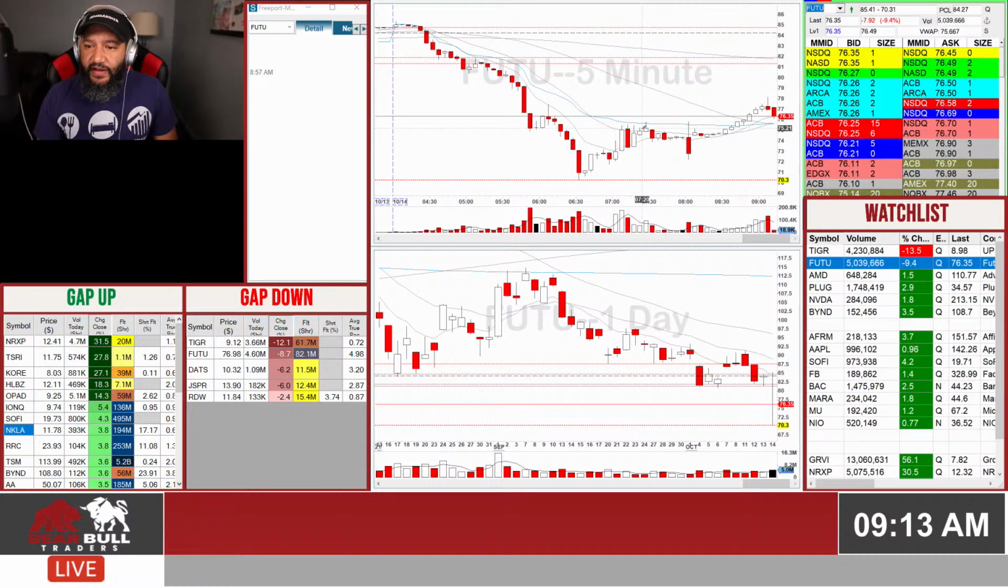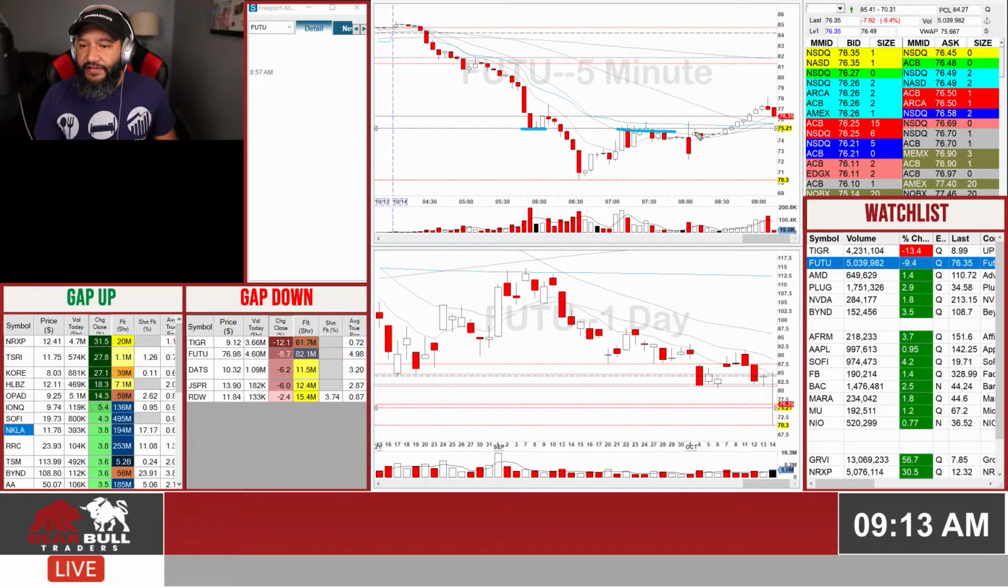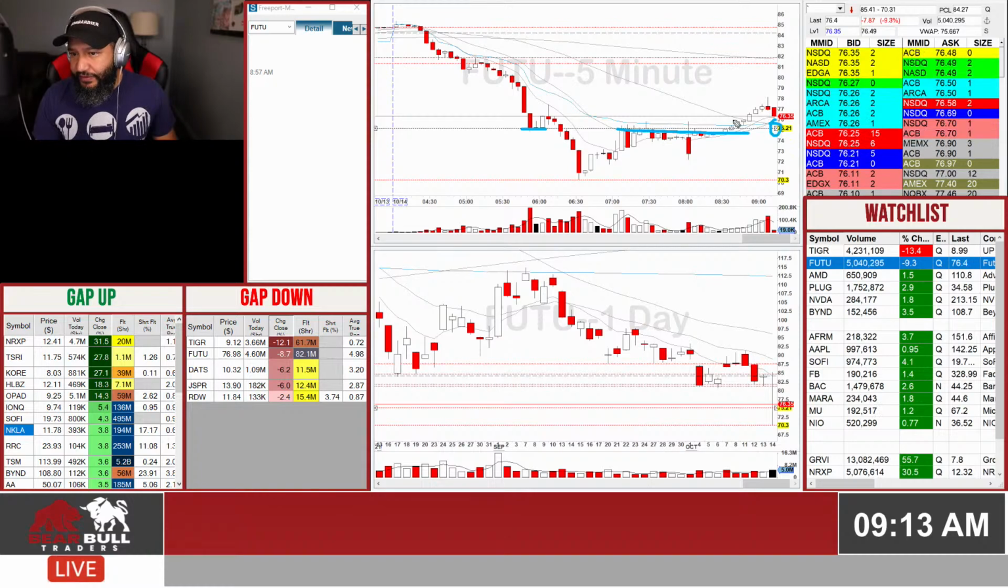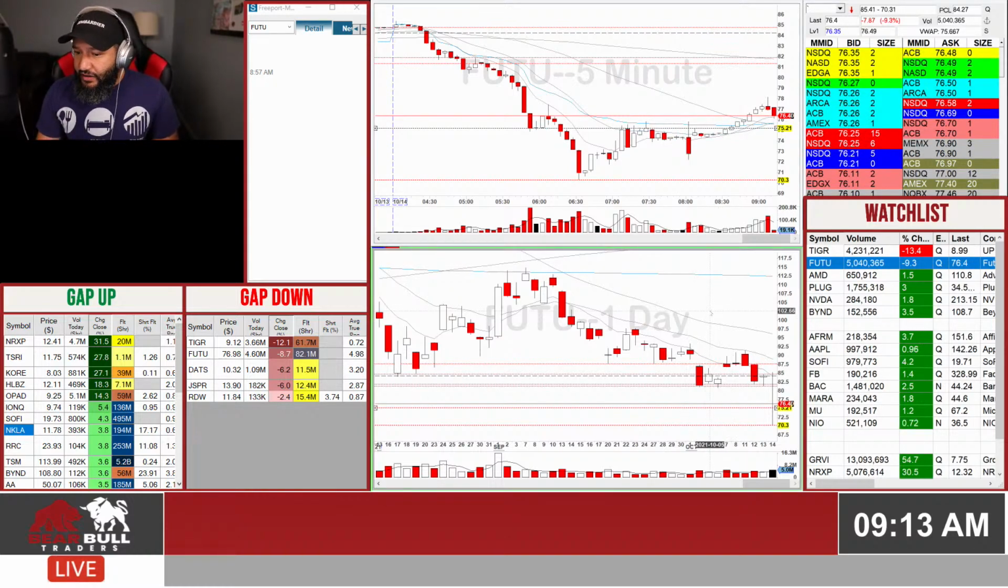Looking at Futu, looking at this 5 minutes, there's definitely a level here, 75.21. You want to throw that on there, guys. Area support, great resistance in the pre-market at the moment. Price action coming right back down to that. You got your VWAP and moving averages slightly below the price action right now. All right, so that looks good.